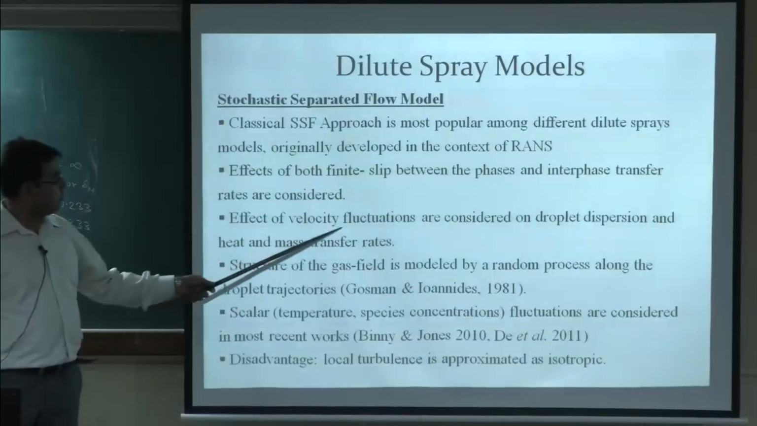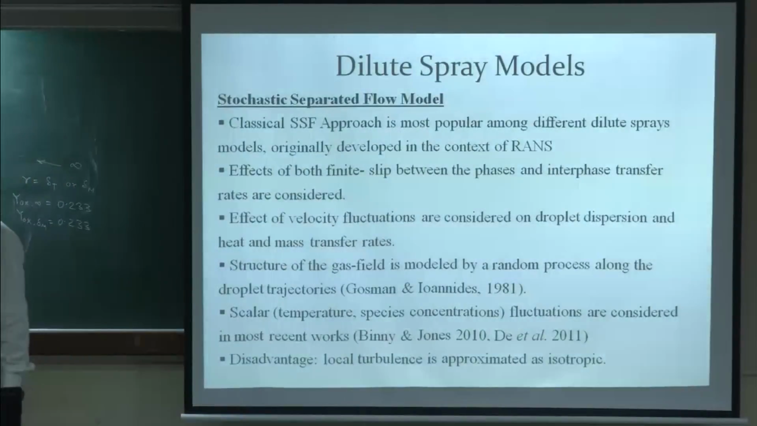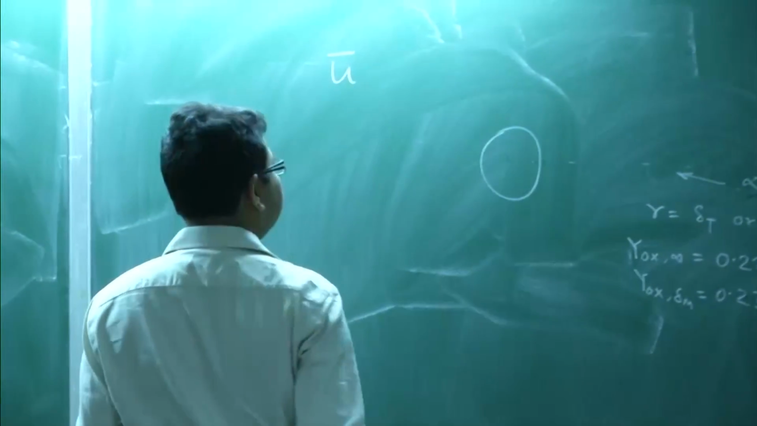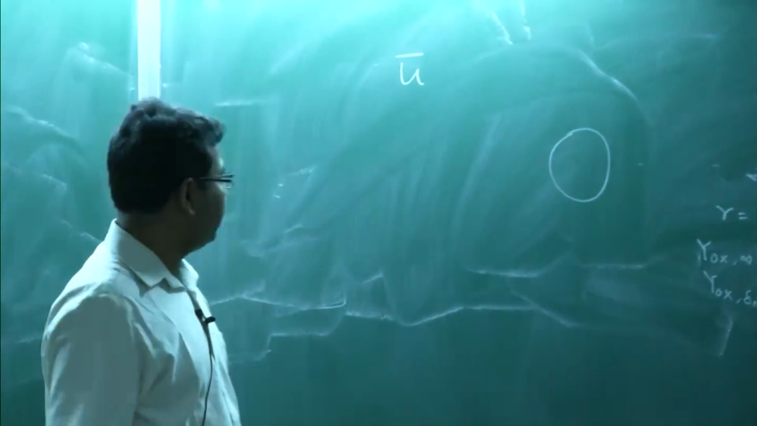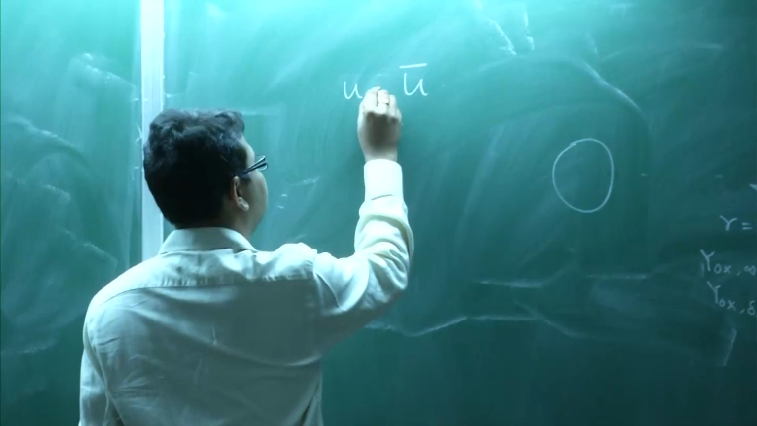The effect of velocity fluctuations is considered on droplet dispersion, right. The gas phase velocity is changing due to the turbulence. So, you need to model the instantaneous gas phase velocity from the mean gas phase velocity which you have solved. Our CFD code is giving the mean velocity, whether Reynolds average or Favre average, but you need to calculate the instantaneous velocity.